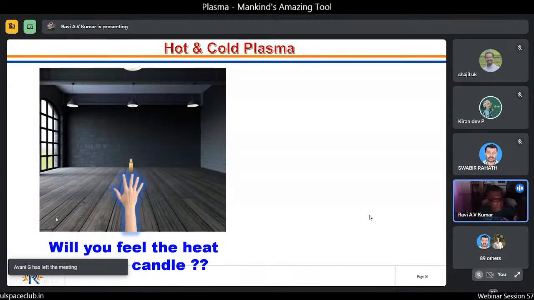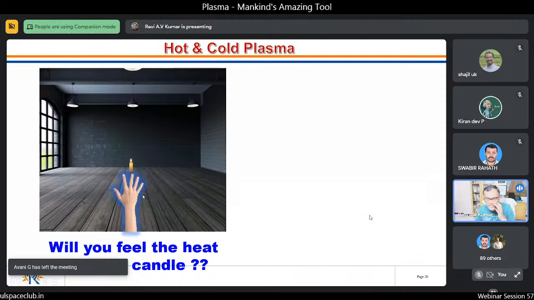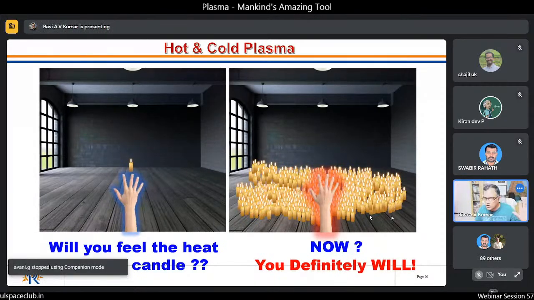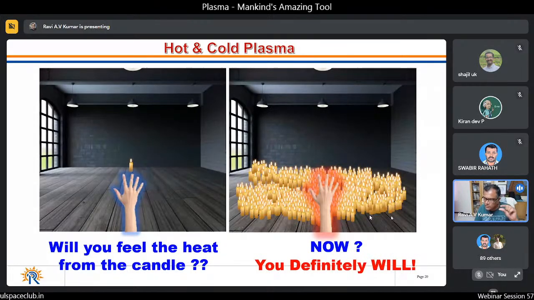Now, I just want to take this concept one more step. Imagine you have a room and you have one candle sitting in the center of the room. And each candle's flame temperature is about 1500 degrees centigrade. If you put your hand near the door, you probably won't feel the heat. But if you put tens of thousands of candles in that same room, and now you keep your hand there, you will start feeling the heat. Why is that? Because the collective temperature is now high. In the same way, it's the same concept for hot and cold plasma. The only difference being that in a cold plasma, the number of ionizations is very low, and in a hot plasma, the ionization is almost 100%.